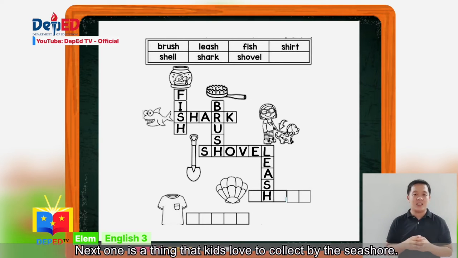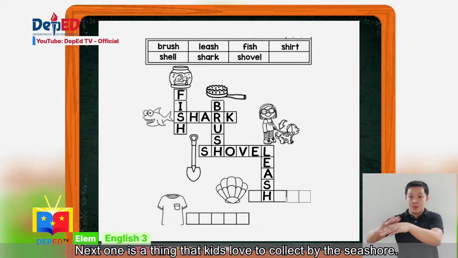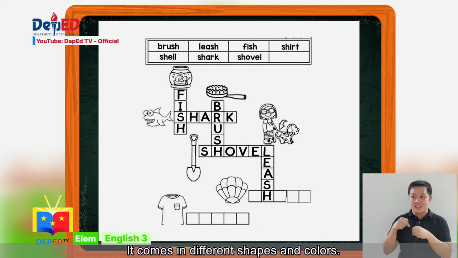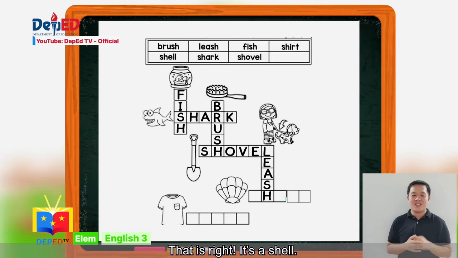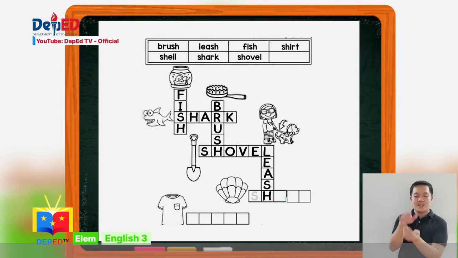Next one is a thing that kids love to collect by the seashore. It comes in different shapes and colors. That is right. It is a shell. S-H-E-L-L.